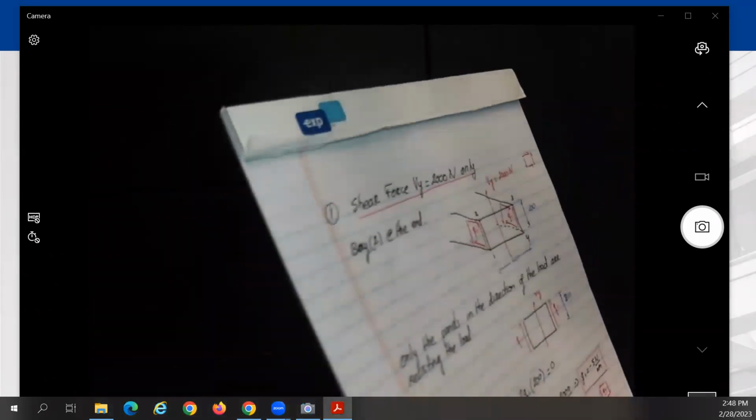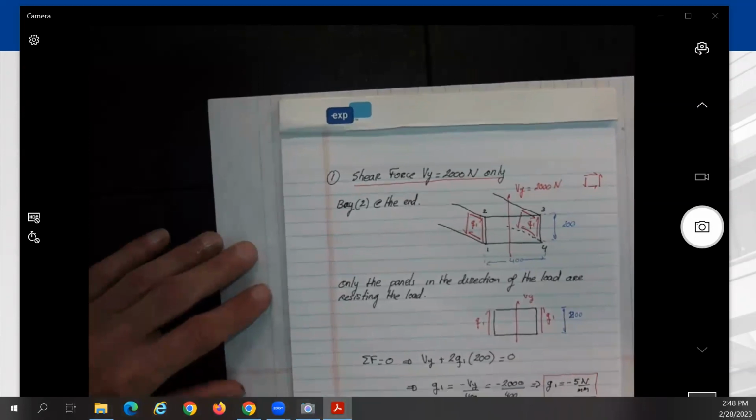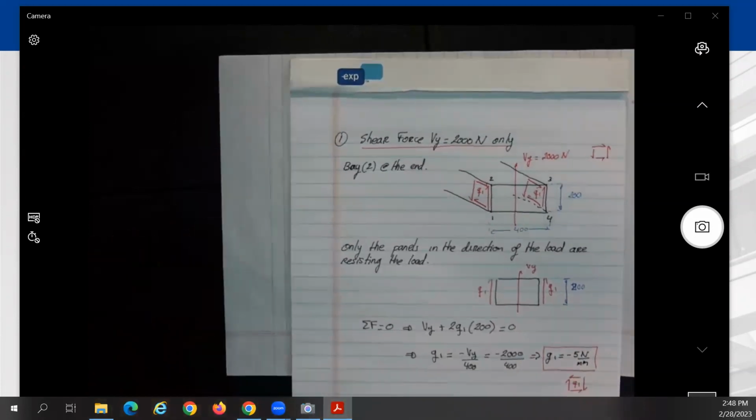Okay, so let's see that. That's a different page. So where is my first page? Oh, here it is. Okay.